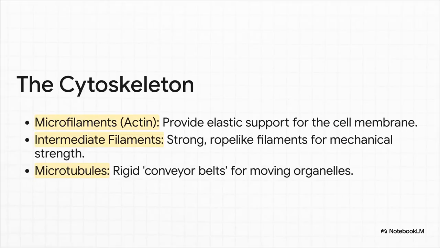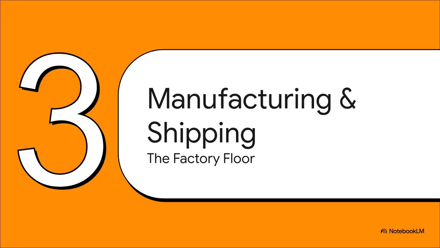Now, inside the city walls, you've got the cytoskeleton. And listen, this is not some static scaffold. It's a totally dynamic network. You've got these flexible actin microfilaments giving the membrane support, super strong intermediate filaments that are like ropes, giving the cell strength against physical stress, and then these rigid microtubules. Think of the microtubules as a highway system or a conveyor belt that's constantly shuttling organelles and other cargo all around the cell.